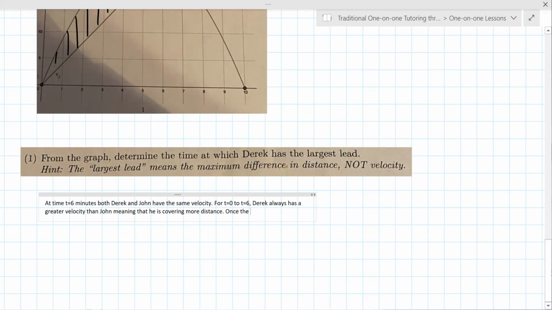Once their velocities are the same, the distance between them no longer changes at that instant in time.